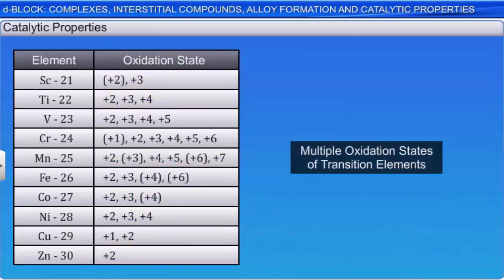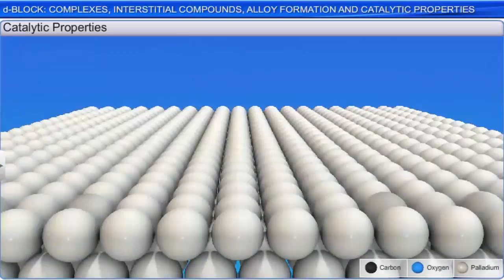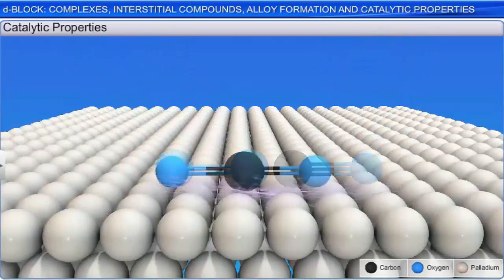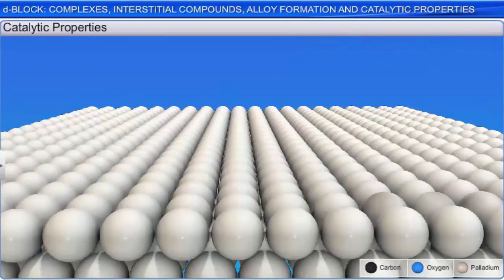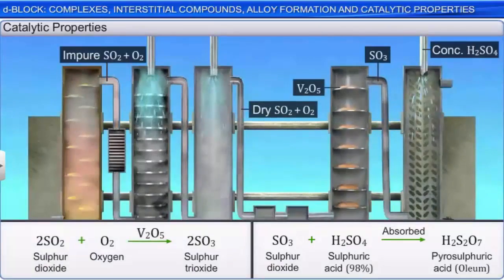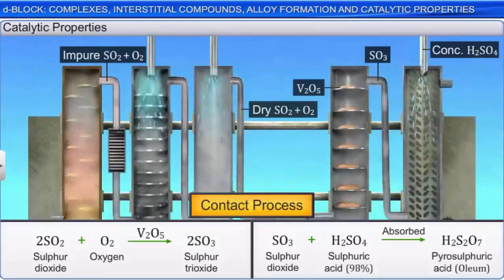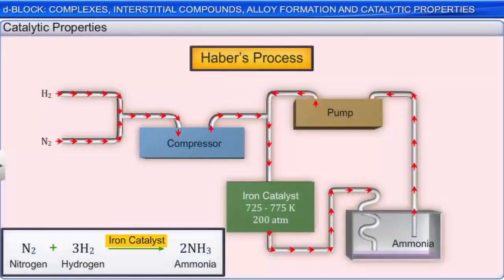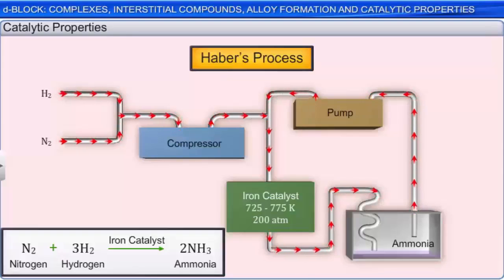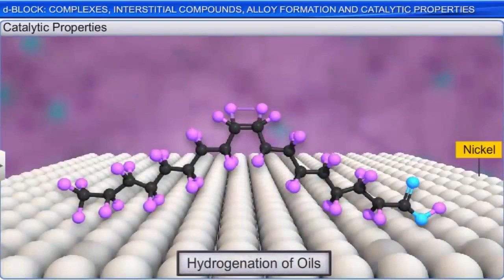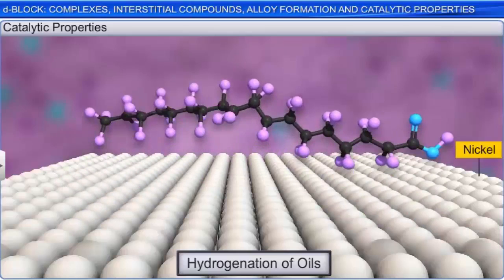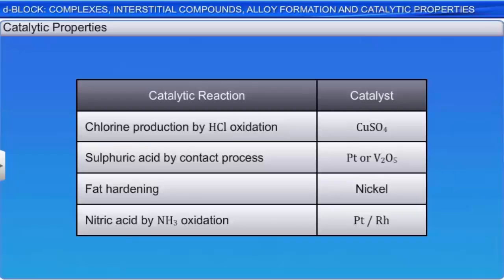These metals also catalyze reactions by providing a suitable reaction surface. Familiar examples include the use of vanadium(V) oxide in the manufacture of sulfuric acid by the contact process, the use of finely divided iron in Haber's process for the manufacture of ammonia, and the use of nickel in the hydrogenation of oils. The table here shows the catalytic activity of some of the transition metals.